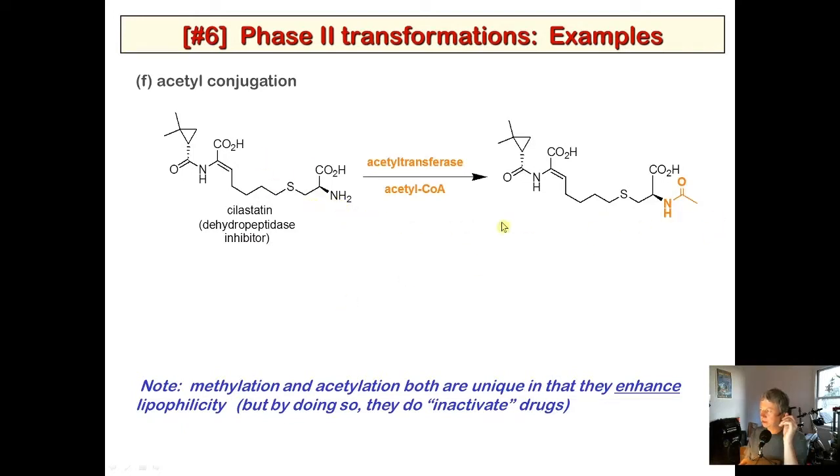And so this is kind of counterintuitive, but what could be argued is that even though we're not enhancing its excretability directly, we are inactivating it. So that could be the sort of biological rationale for why a reaction like this happens: that we're inactivating an active drug.